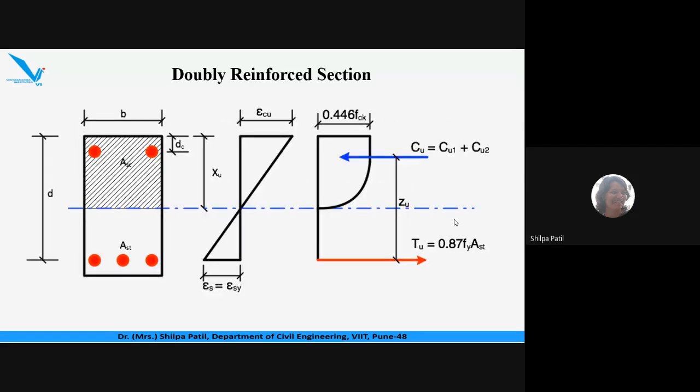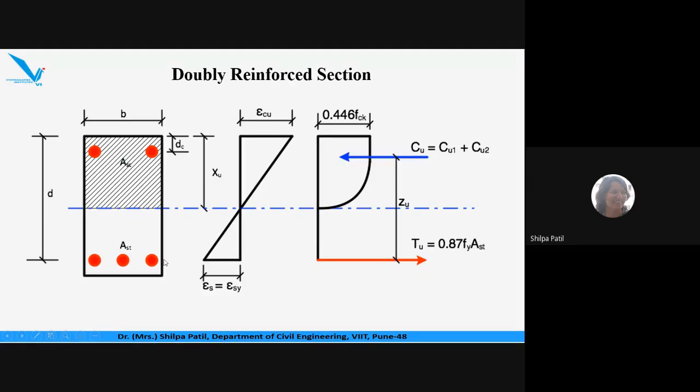Now let us understand the concept of a doubly reinforced section through this diagram. This diagram first shows the cross-sectional view of a doubly reinforced beam, in which along with the steel provided in the tension zone, steel is provided in the compression zone also. This is a cross-section of a beam with width B and effective depth D. The area of the steel in the tension zone we represent by the notation Ast. The area of the steel in the compression zone we represent by the notation Asc.